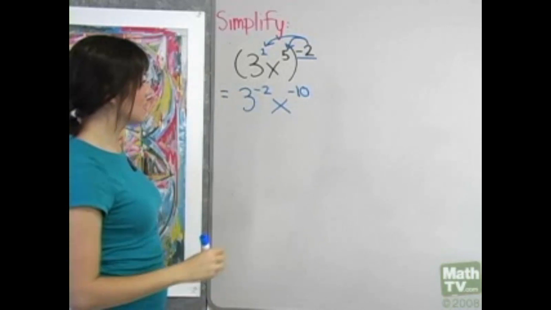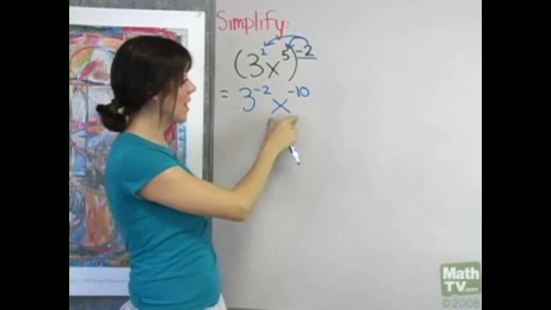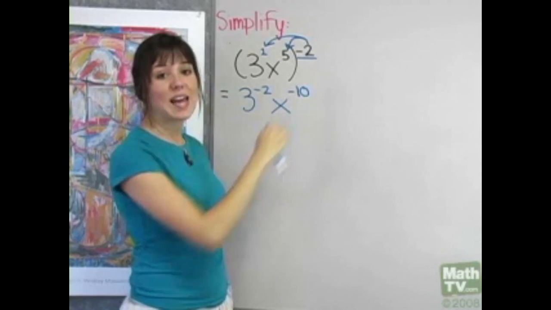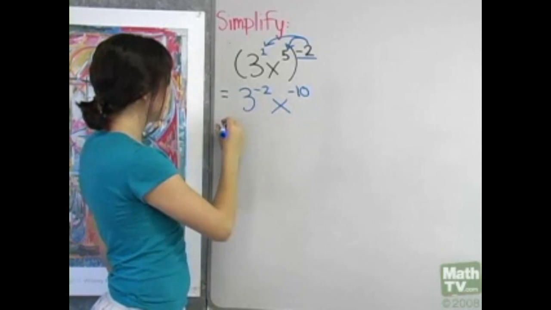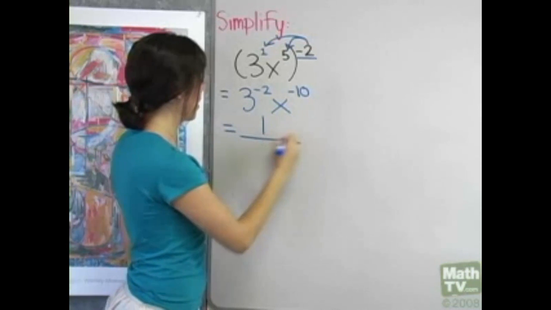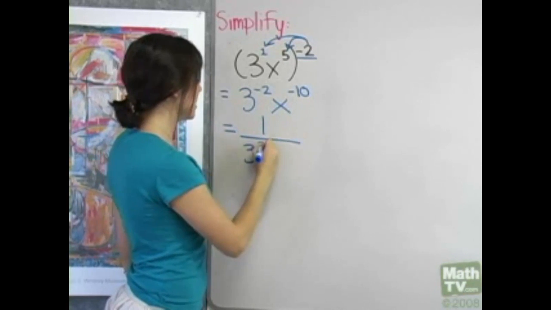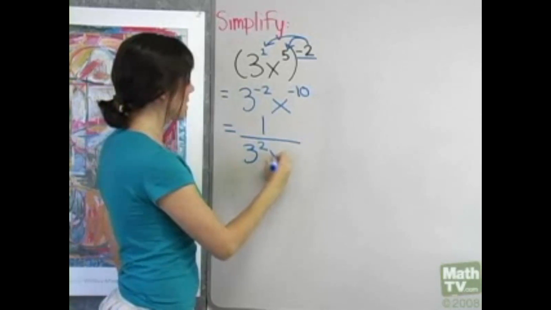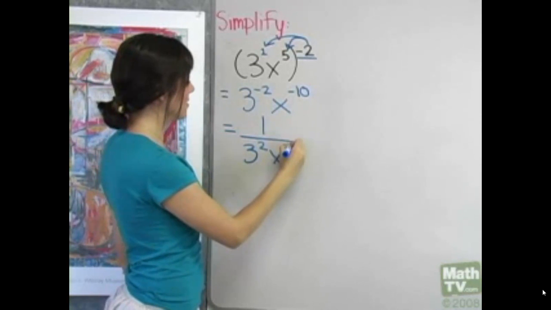So notice that both the 3 and the x are raised to negative exponents. So we can just think of this as 1 divided by 3 to the positive 2 times x to the positive 10.